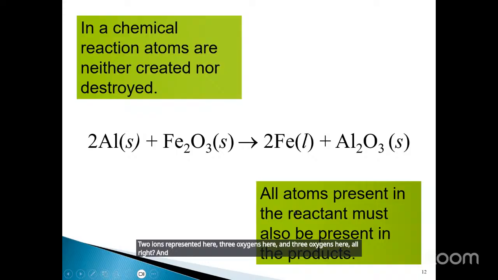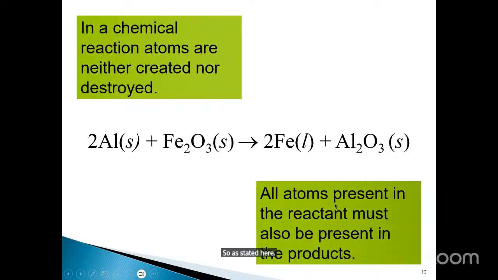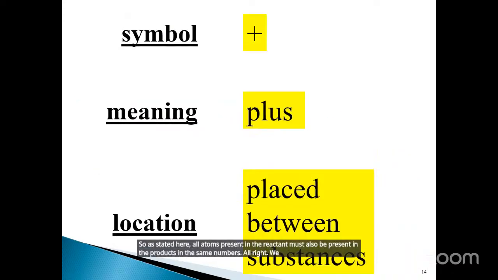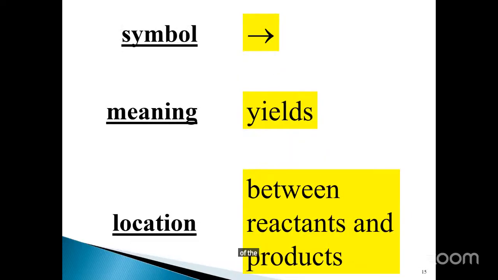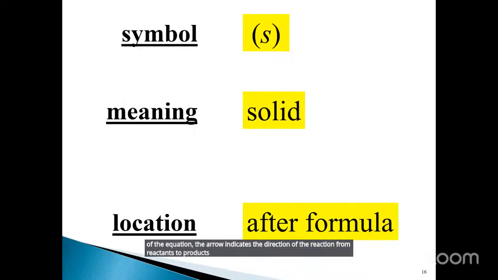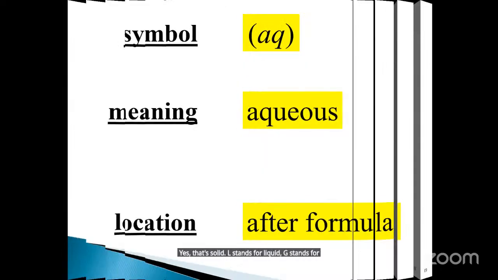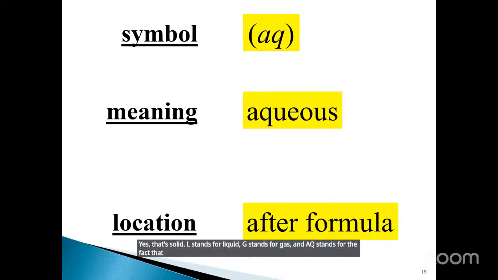And so as stated here, all atoms present in the reactant must also be present in the products in the same numbers, all right? We talked about symbols. Well, this one we didn't talk about. The plus sign, we simply put them between the substances on either side of the equation. The arrow indicates the direction of the reaction from reactants to products. S stands for solid, L stands for liquid, G stands for gas, and AQ stands for the fact that the substance is dissolved in water, aqueous, all right?